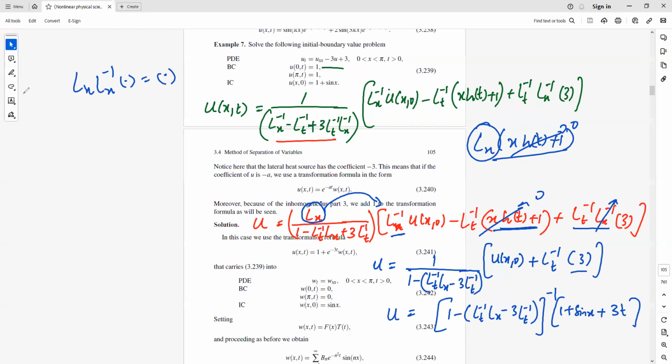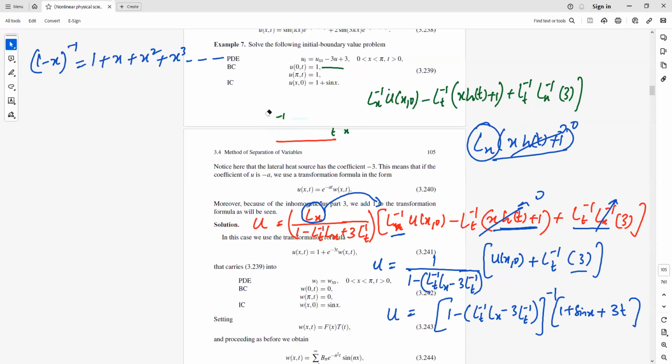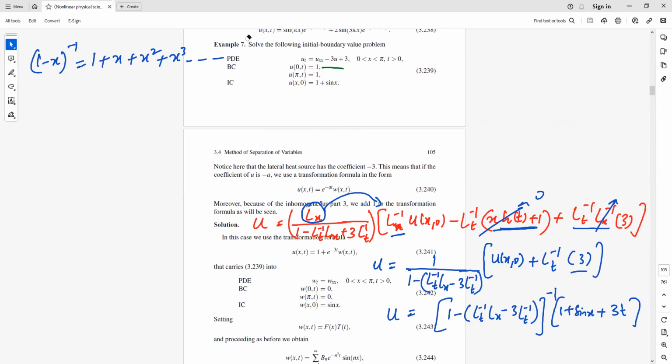Now one thing we need to know is that the series expansion of 1 plus, sorry, it's not 1 plus, it's 1 minus x, inverse, is equal to 1 plus x plus x squared plus x cubed and so on. Therefore, we can now simplify this thing here.